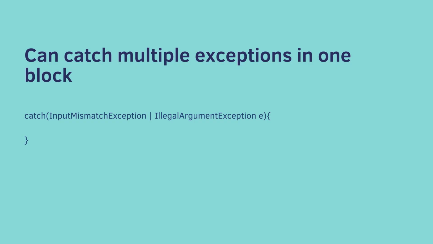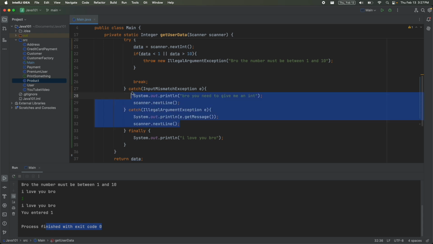Next up, Java does allow you to catch multiple exceptions in one block. So you can catch an input mismatch exception, then use a vertical pipe, or catch an illegal argument exception and handle them in the same block. So let's say I didn't want to have two different messages here. What I could do is I could do vertical pipe. I'm then going to copy my illegal argument exception. I'm going to put it right here.